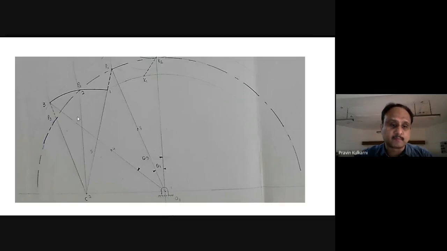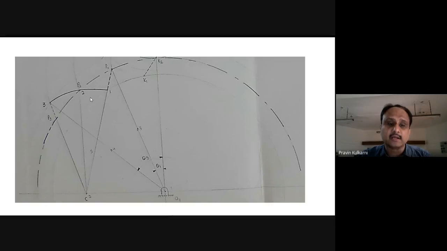Now see, what is our aim? Our aim is to obtain the profile for the pinion. Like 1, 2, 3 is known for the wheel. You have to find out 1 dash, 2 dash, 3 dash for the pinion.